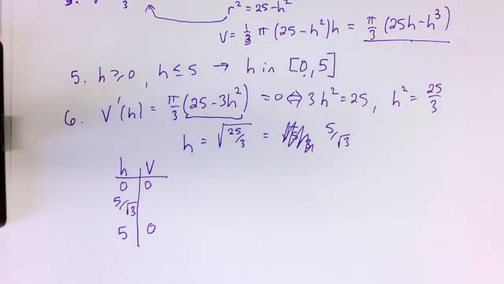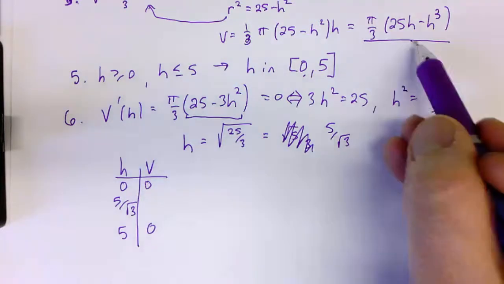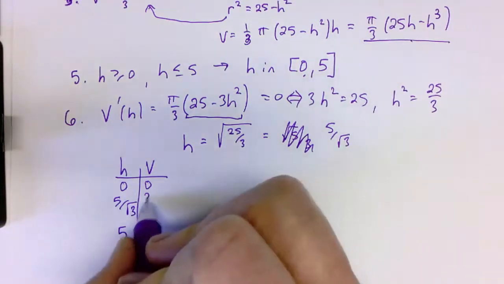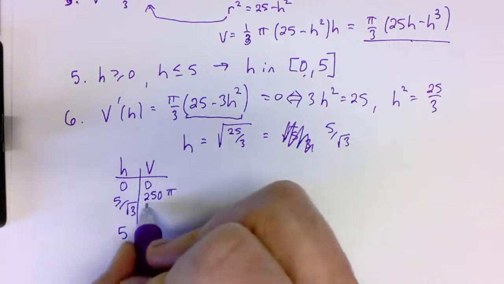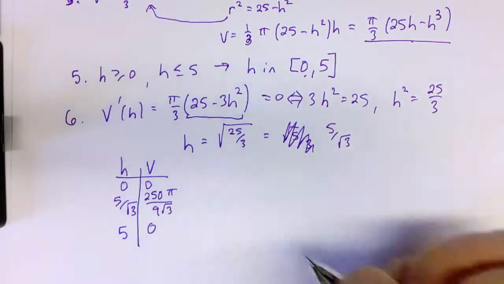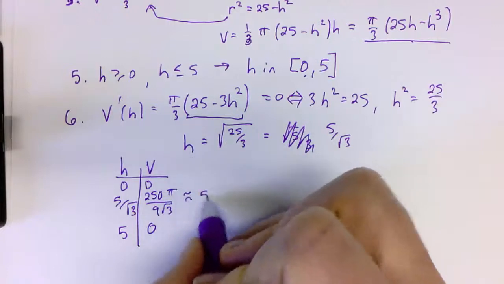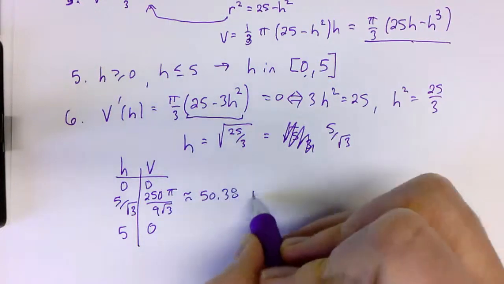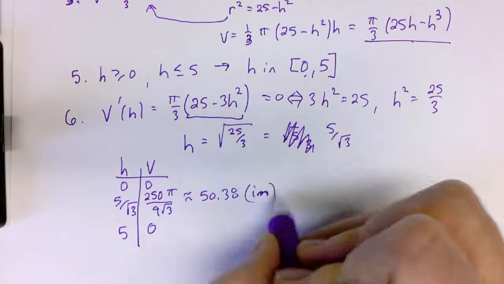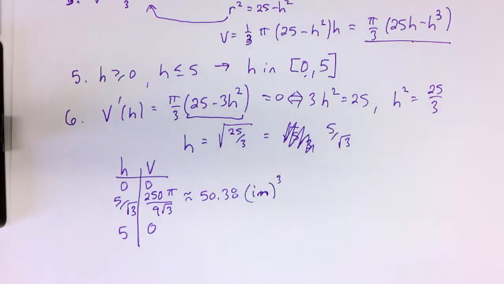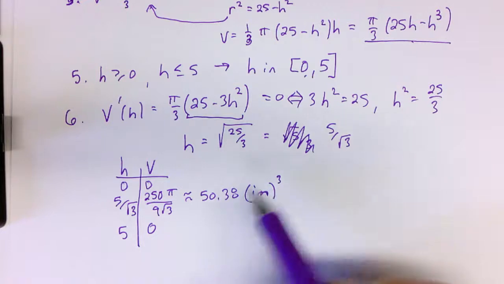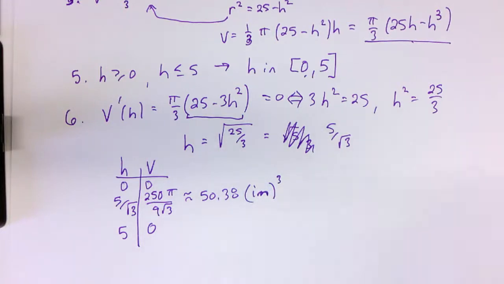So the only possible optimum, if you plug in 5 over square root 3 carefully into here and do some math, you'll see that you get 250 pi over 9 square root 3, which is about 50.38 cubic inches. That's the maximum volume I can make one of these cones from a 5-inch disc. We're fortunate that it doesn't tell us to find the angle. We'd have to work backwards to figure out what that was. All right, good job.